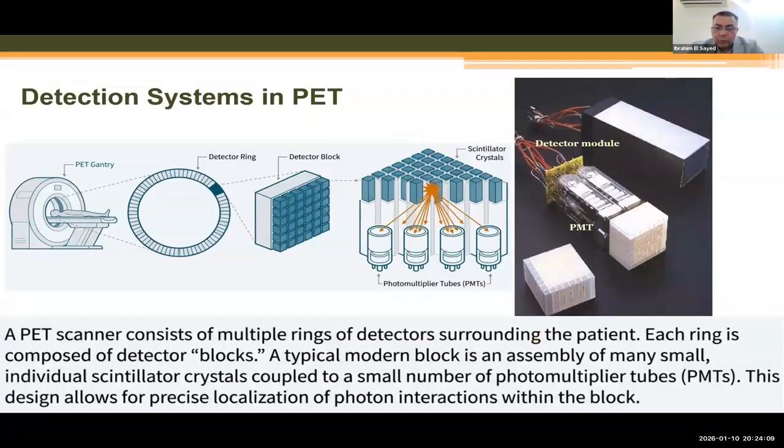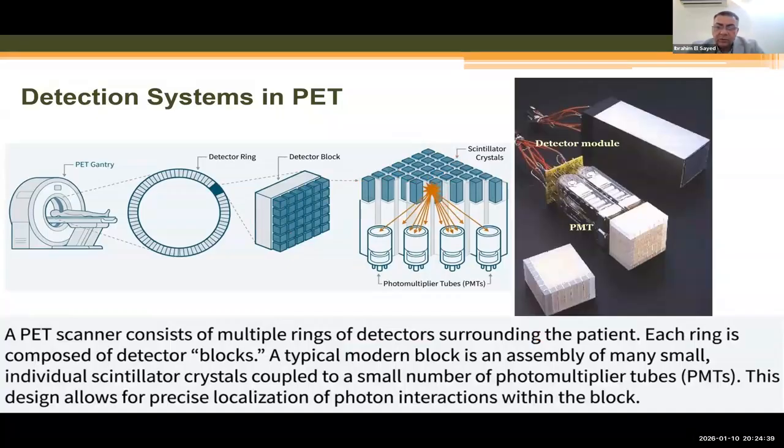Then the block module is composed of multiple crystal blocks combined with the photomultiplier tube. This is a photomultiplier tube, and this is the block of the crystal. We call it the detector block. So we know, of course, the PMT will convert visible light to an electrical signal and amplify it, to act as a position encoder also.